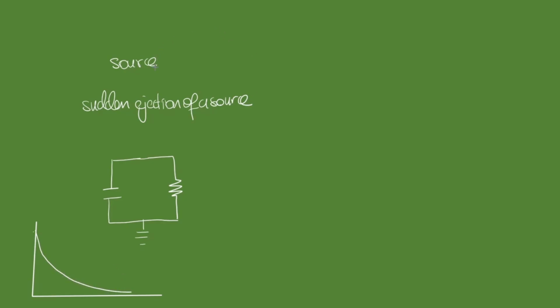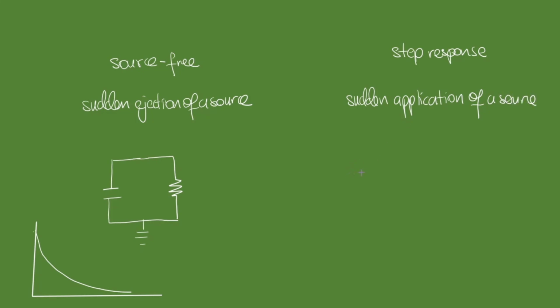So that's what we dealt with when we were talking about source-free circuits. For step response circuits, however, it's quite the opposite. For source-free circuits, you didn't have any sources, because you see over here there are no sources whatsoever. But for step response, you're looking at the response of a circuit by the sudden application of a power source. So it could be either voltage or current.